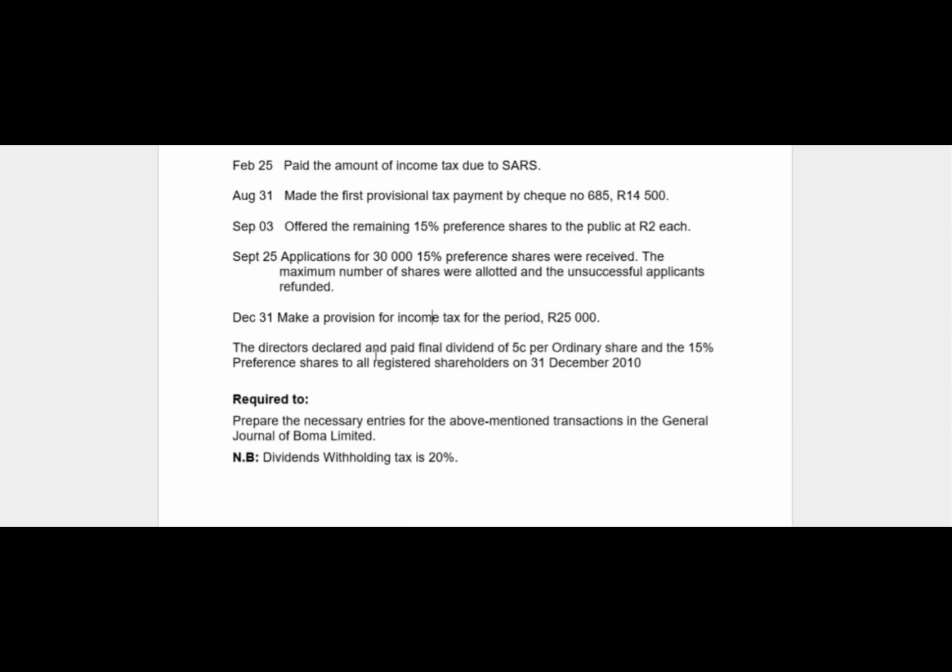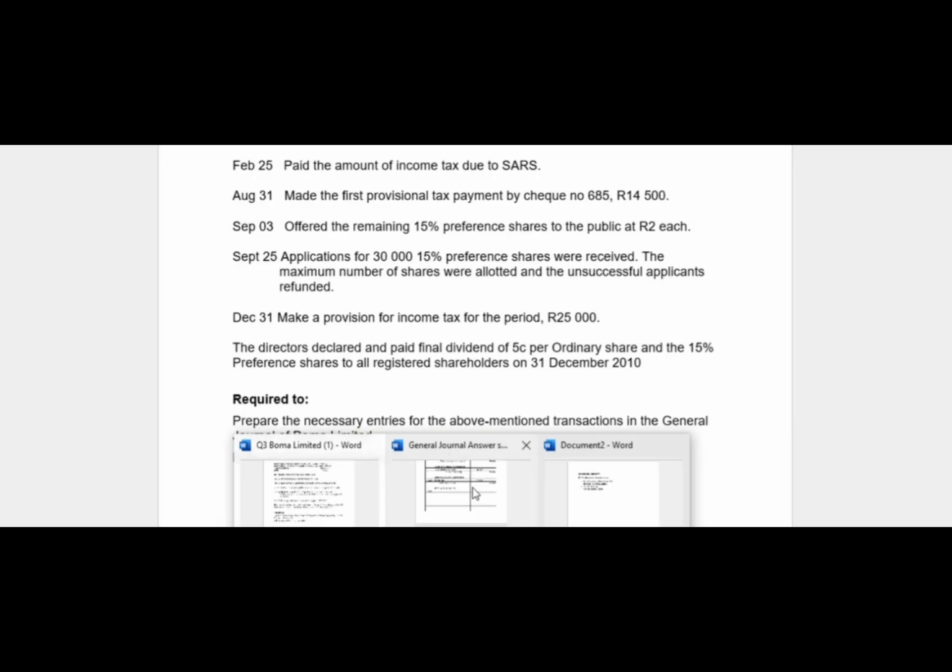We're going to record the declaration and the payment of dividends. Number one, you are going to record the declaration first. When you record the declaration, you are going to debit ordinary share dividends, and then you credit shareholders for dividends.